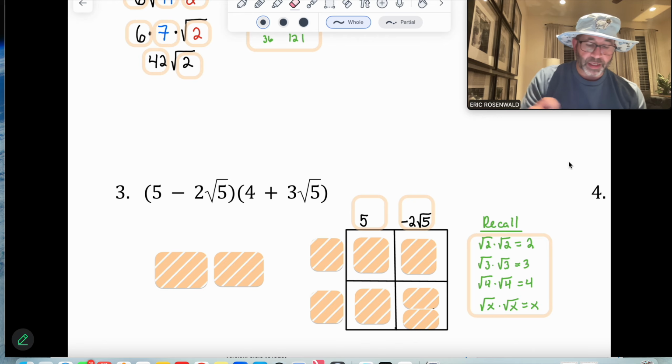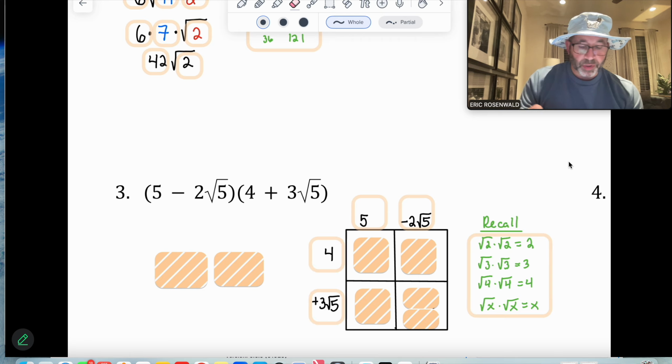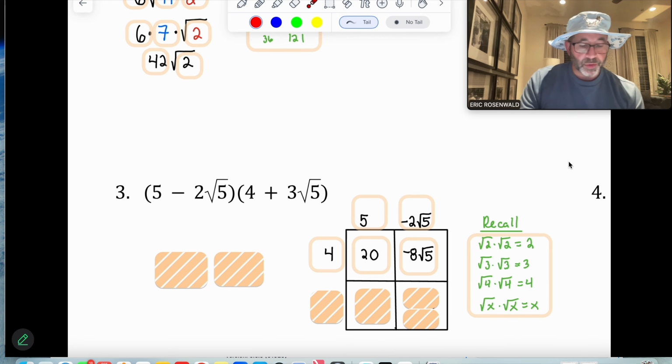Okay? So if I was to take this binomial and write it out on here, we would have a 5 and a negative 2 root 5. If I took the other one, the 4 and the plus 3 root 5, let's go ahead and multiply this up. So let's focus on just the 4 first. If I multiply 4 times 5 and 4 times negative 2 root 5, 4 times 5 gives us a 20. And then 4 times negative 2 root 5 gives us negative 8 root 5. That's just distributing it to everything, the same as if we took that 4 and distributed it to all the stuff that's right here.